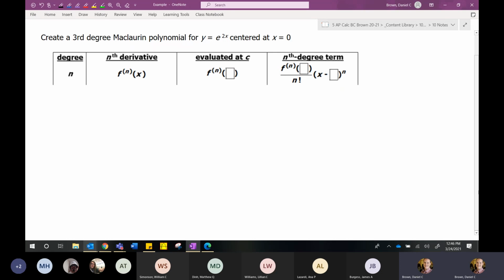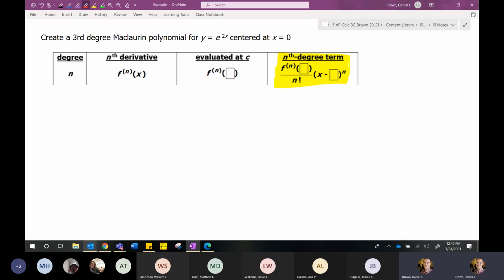We're going to evaluate it at whatever the center is. Could be 0, could be another number. And then really the most important column is going to be us creating the terms. This comes from what's inside that sigma notation for the Taylor and Maclaurin polynomials.